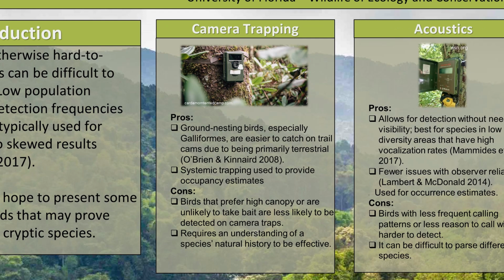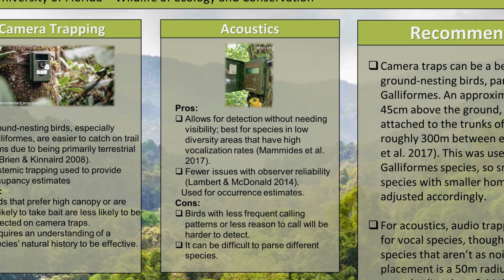Camera trapping is great for ground nesting birds, especially galliformes, because these birds are primarily terrestrial species, which means they're easier to catch on trail cams. On the other hand, they're less effective for birds that prefer high canopy or birds that are less likely to take bait. Another benefit to using camera traps is that they allow for systematic trapping, which can be used to provide occupancy estimates. Another downside, though, is that in order to do this, you have to be able to understand the species' natural history.